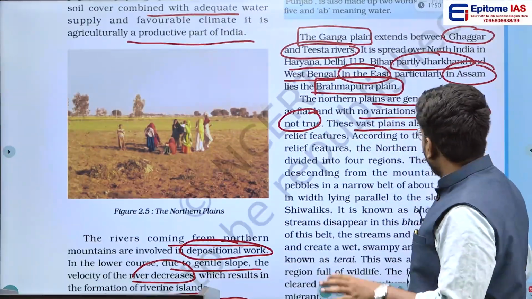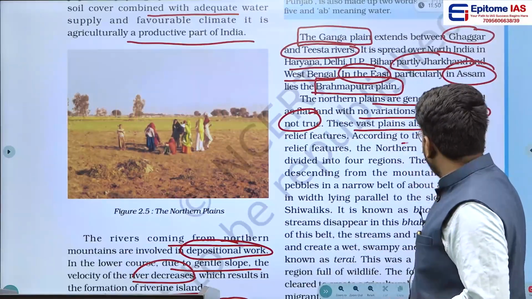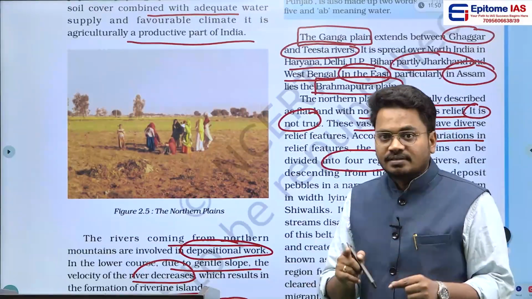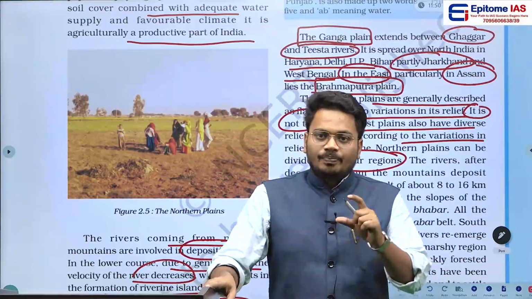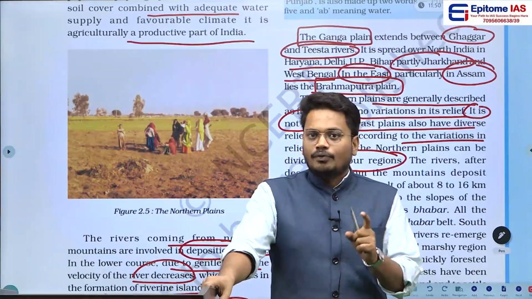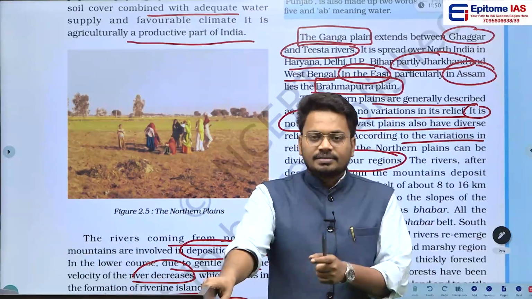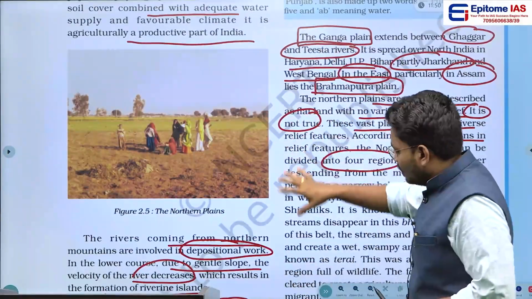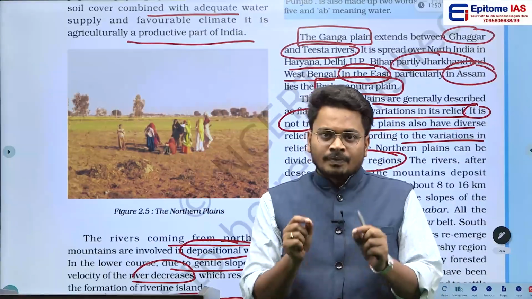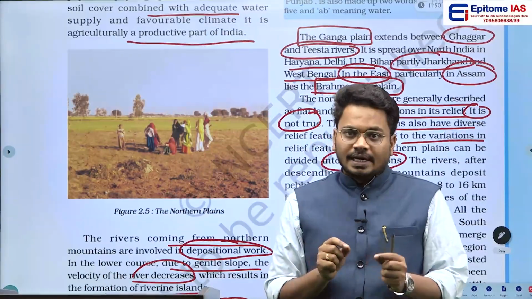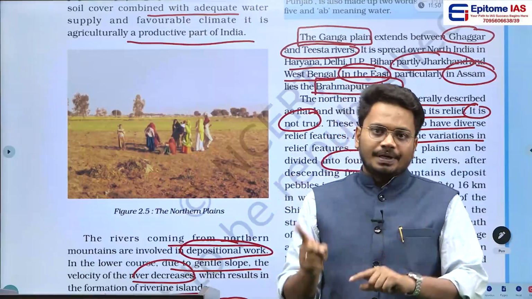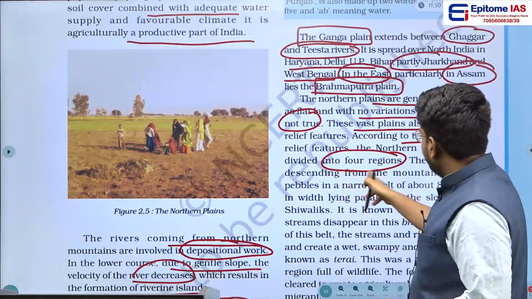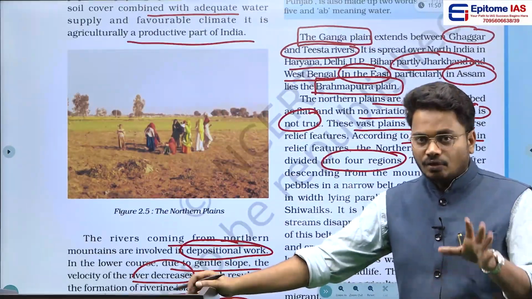These vast plains also have diverse relief features. According to variations in relief features, the northern plain can be divided into 4 important regions. Guys, this is a very important concept here, right? There are n number of questions in different years in UPSC prelims. So this particular chapter or paragraph is very important for our UPSC prelims, right? There are many questions which were repeatedly asked in different years regarding these 4 regions of the northern plains, right? Now we will be seeing that.